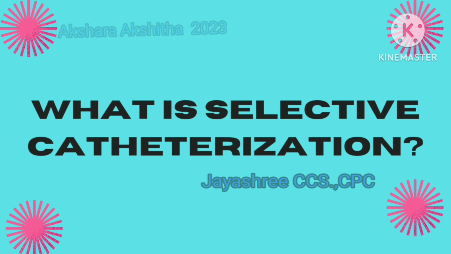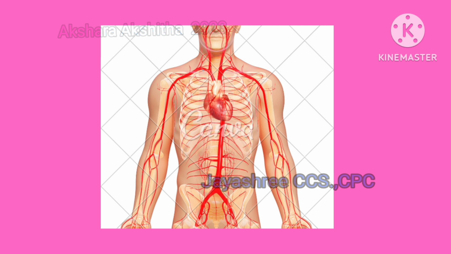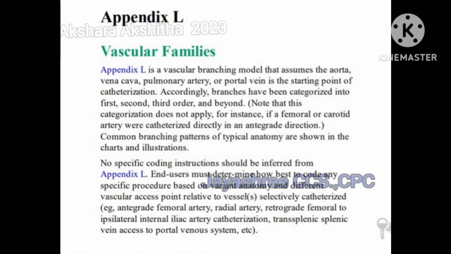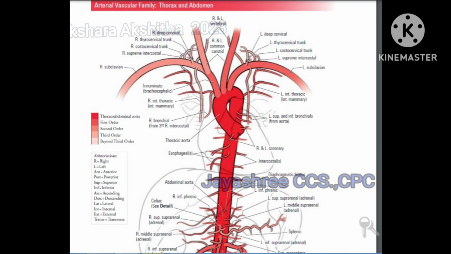First we will see what selective catheterization is. Based on the diagram I will explain it to you. Open that book. In the vascular family, after that is Appendix L. Take Appendix L, the artery vascular family, thorax and abdomen. You can check that diagram. The red color bolded one is the thoraco-abdominal aorta. So this is the aorta, the abdominal aorta.